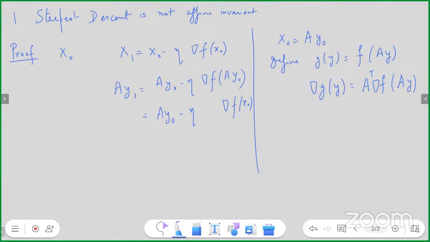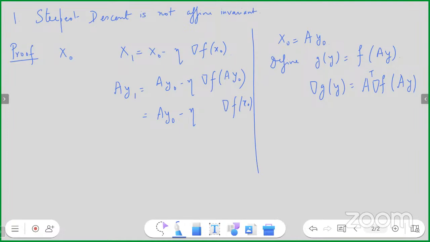So first we begin: x0 is equal to Ay0, we fix it. And now y1, if you apply the same algorithm, you would get that y1 is equal to y0 minus eta gradient f of y0. You get the same root again. You're just applying the same algorithm. The gradient is the same, right? So the eta will be different, but it's once.